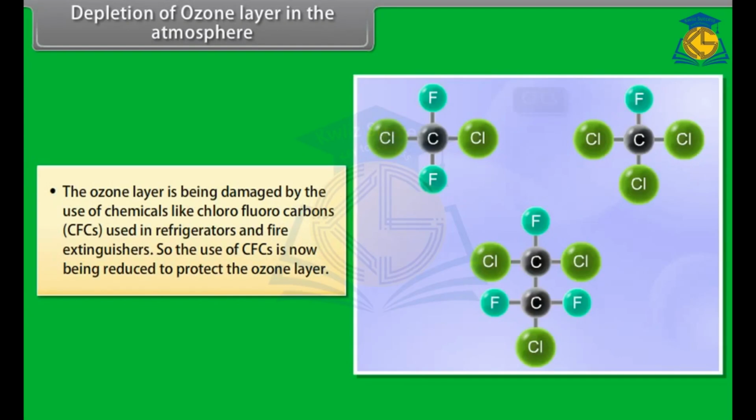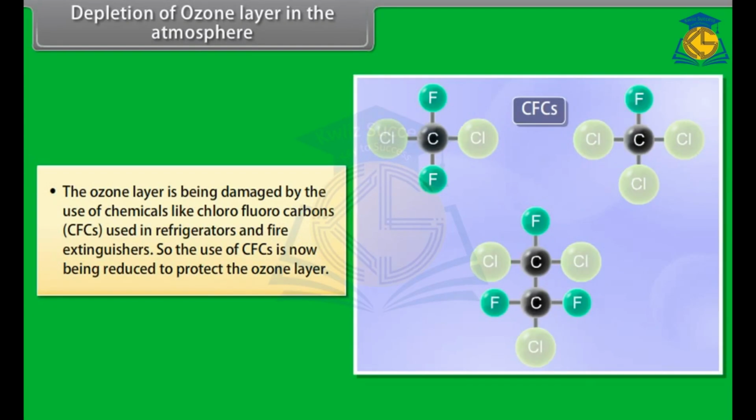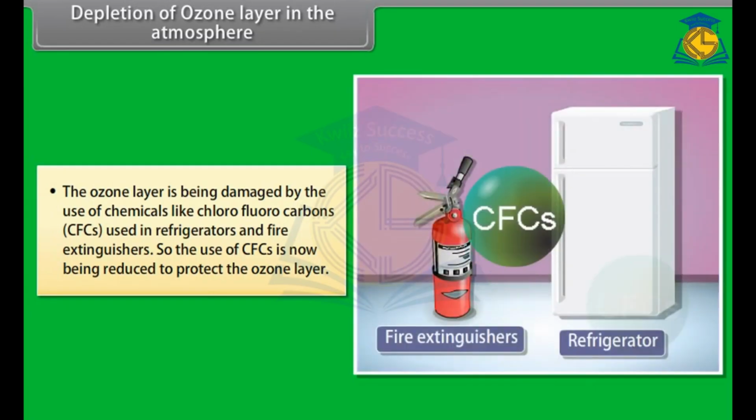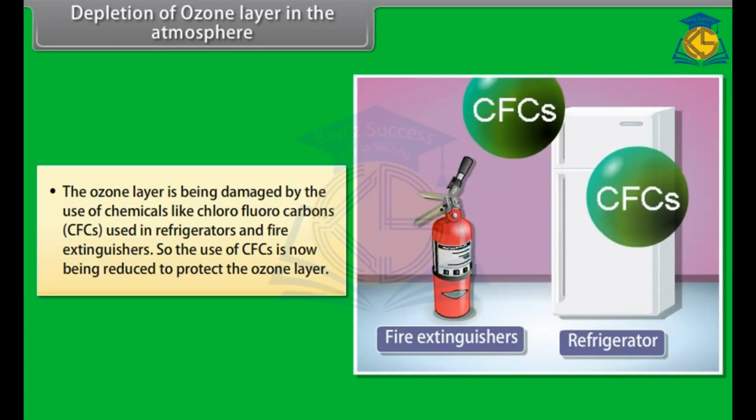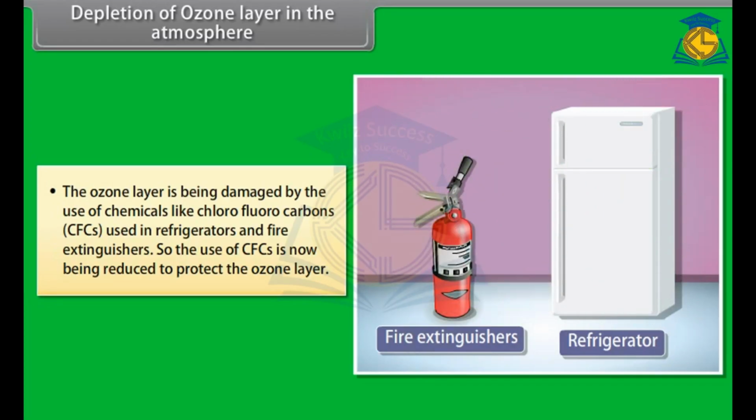The ozone layer is being damaged by the use of chemicals like chlorofluorocarbons, CFCs, used in refrigerators and fire extinguishers. So the use of CFCs is now being reduced to protect the ozone layer.